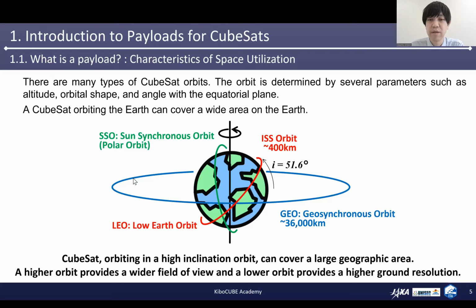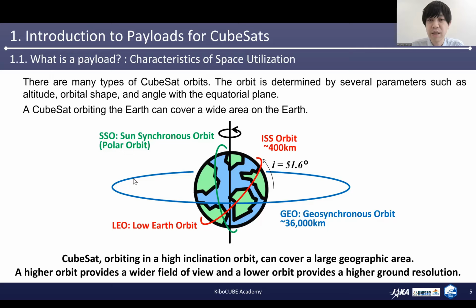The blue one is a geosynchronous orbit. It's also called GEO. The orbit altitude is about 36,000 kilometers. Geostationary satellites are located on this orbit, and they are rotating around the Earth once a day with the same rotational velocity of the Earth. This means a satellite at GEO maintains the same location relative to the Earth.